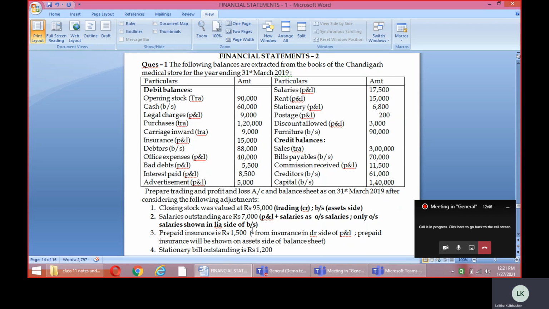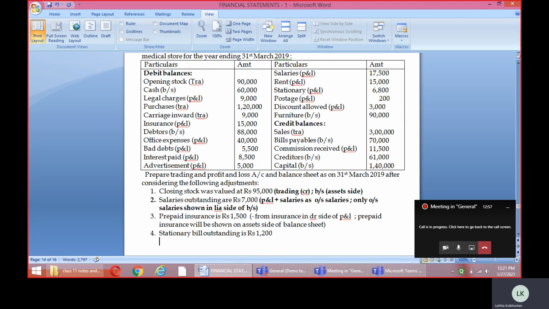The fourth and last adjustment is for stationery. That is a stationery bill outstanding. Again children, it's the treatment for outstanding expenses, which we have already discussed. What would be its treatment? Plus with stationery, on the debit side of the profit and loss account. This is the first treatment.